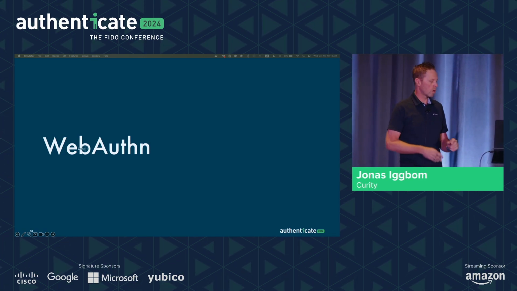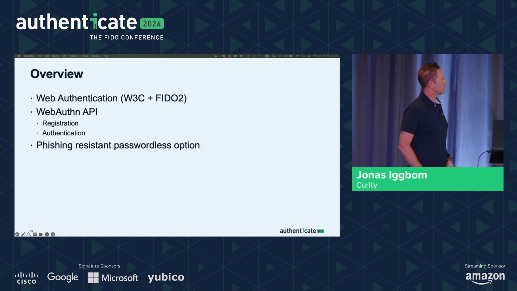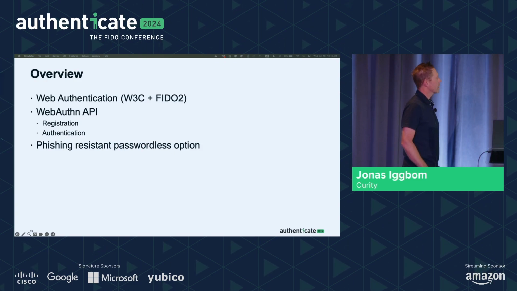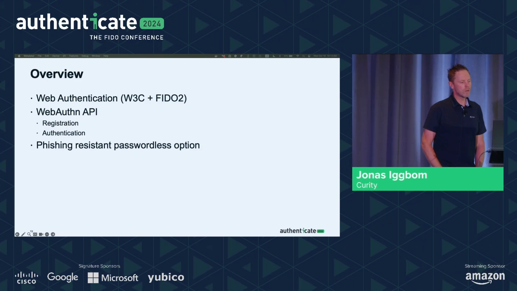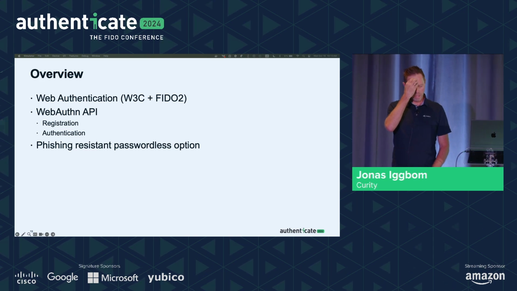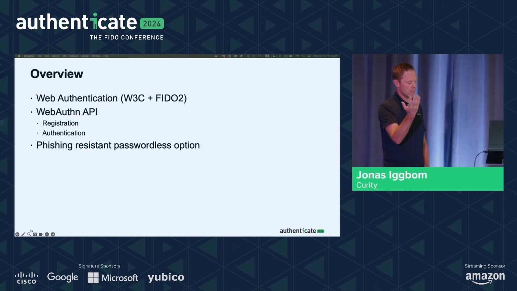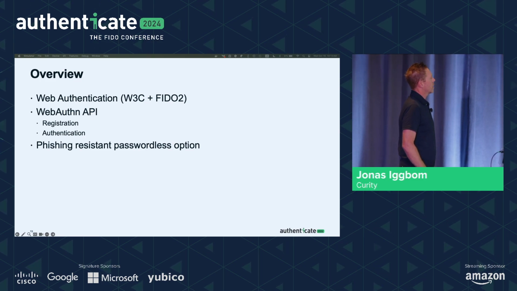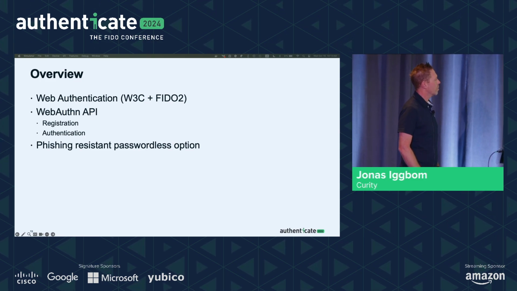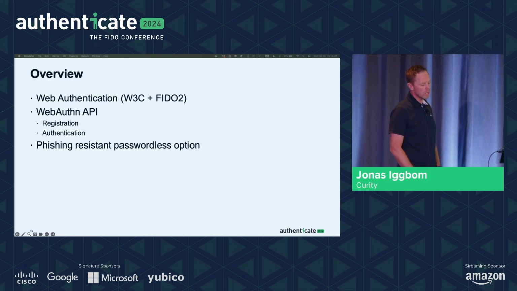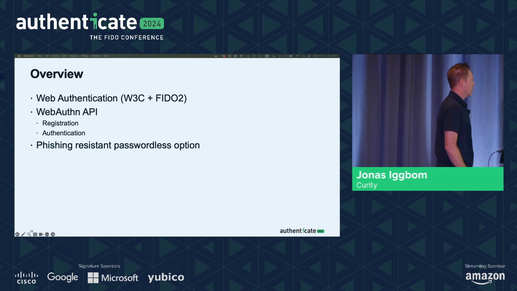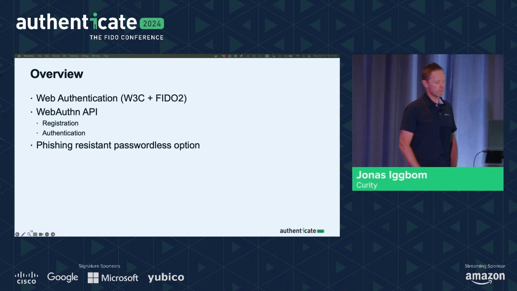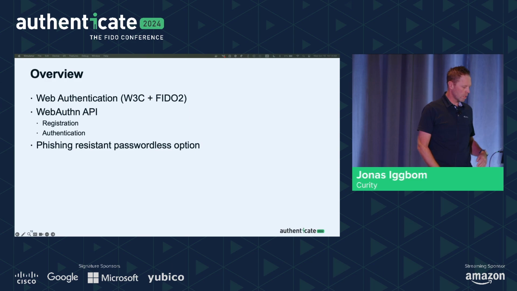I mean, there's lots to talk about, but I'm sure you've heard this to no end over the last 1, 2, 3 days. So WebAuthn is web authentication. It's essentially a foundation of passkeys, right? It is comprised of an API for registration and authentication. It is basically the only phishing-resistant passwordless option out there in the market.